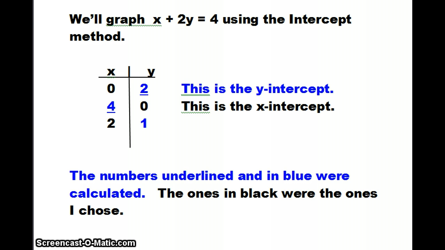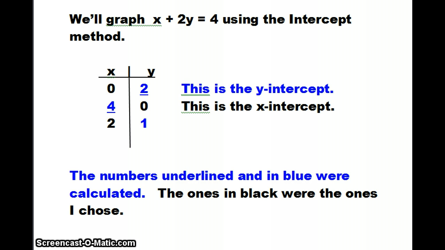So we have the y-intercept. The next thing we want to do is solve for the x-intercept. This means that we set y equal to 0. On the second line there, you can see the black 0. We need to calculate the value of x, and that one is the one in blue that's underlined. So we replace the y value with a 0. So we have x plus 2 times 0 is equal to 4. That means that x is equal to 4, because 2 times 0 is always 0. So now we have our x-intercept. The value of x is 4 and the value of y is 0.